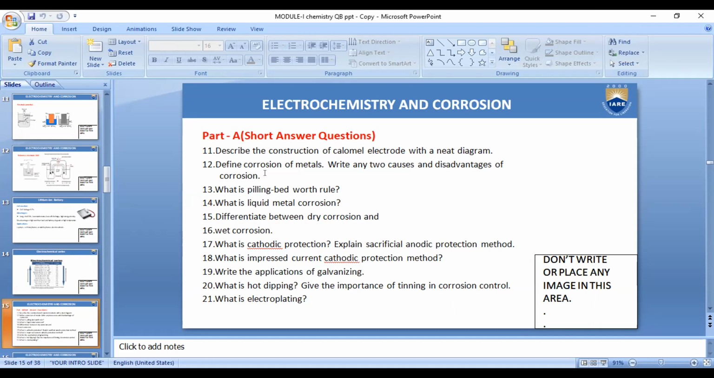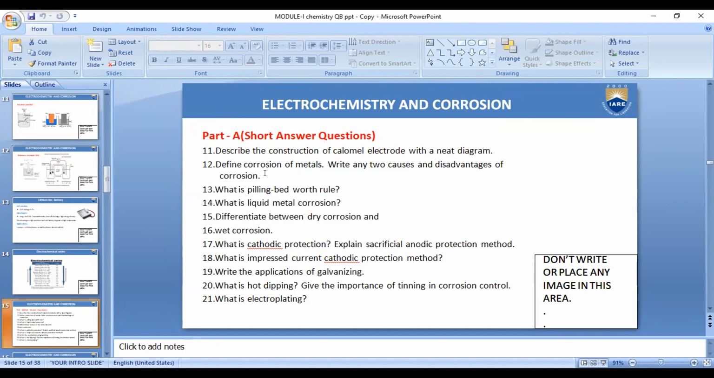When a metal is exposed to a chemical or electrochemical environment, the decay of the metal takes place. That is called corrosion. Okay, so write any two causes and disadvantages of corrosion. When a metal undergoes corrosion, what are the disadvantages? Tell me any two points.